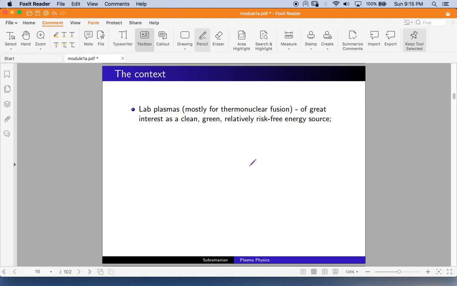And so let us get into the course. Let us get into module 1 now. So you see, lab plasmas, mostly by way of applications to thermonuclear fusion, are of great interest as a clean, green, and relatively risk-free energy source.